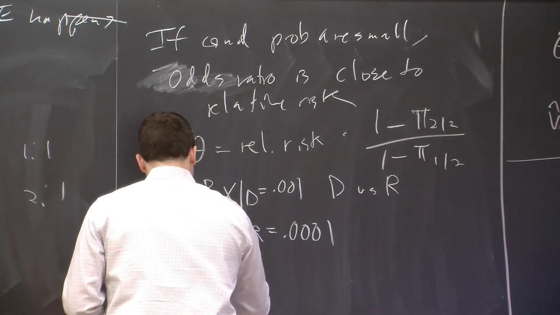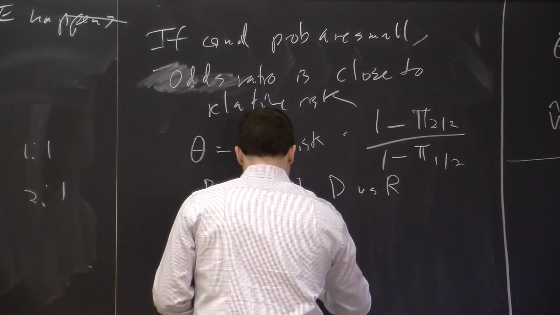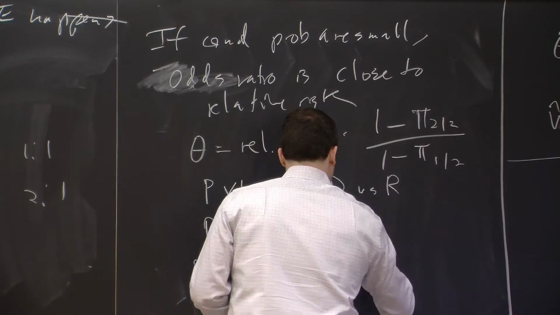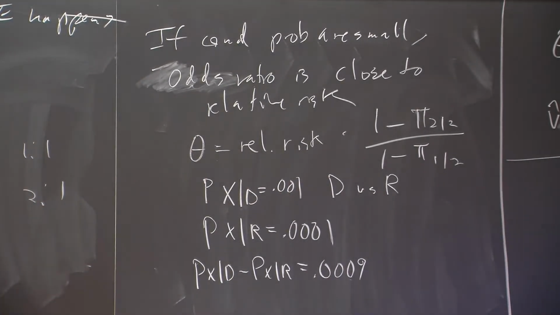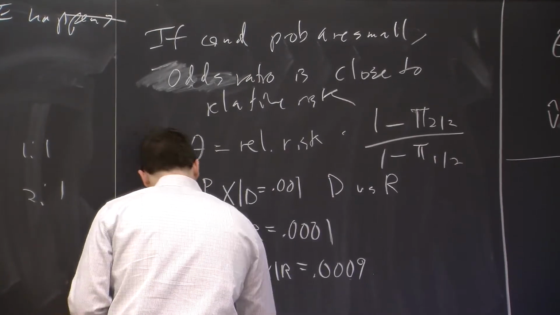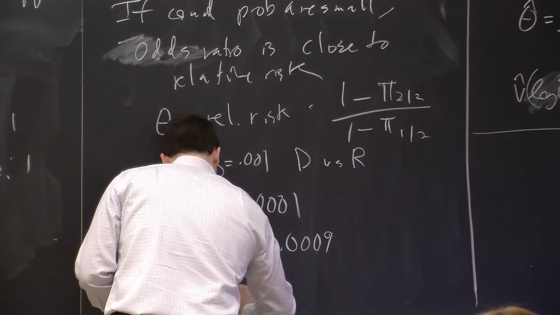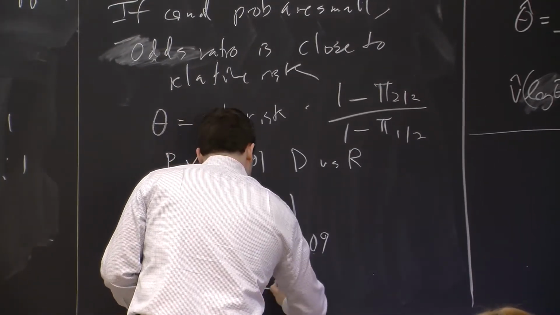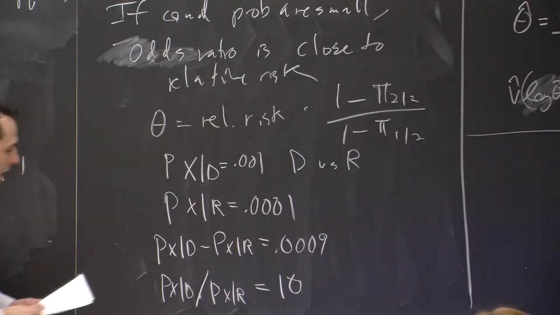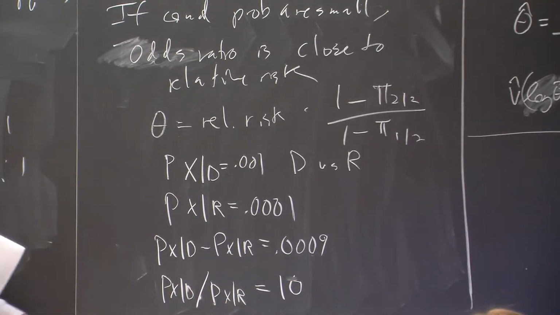So the difference of proportions is 0.0009, which is hard to interpret, but there's one nice way to interpret that, which I'll talk about in a second. There's the probability of X given D divided by the probability of X given R. That's how much more likely I am to die on a Drunken Airlines flight versus a Responsible Airlines flight. I'm 10 times more likely.